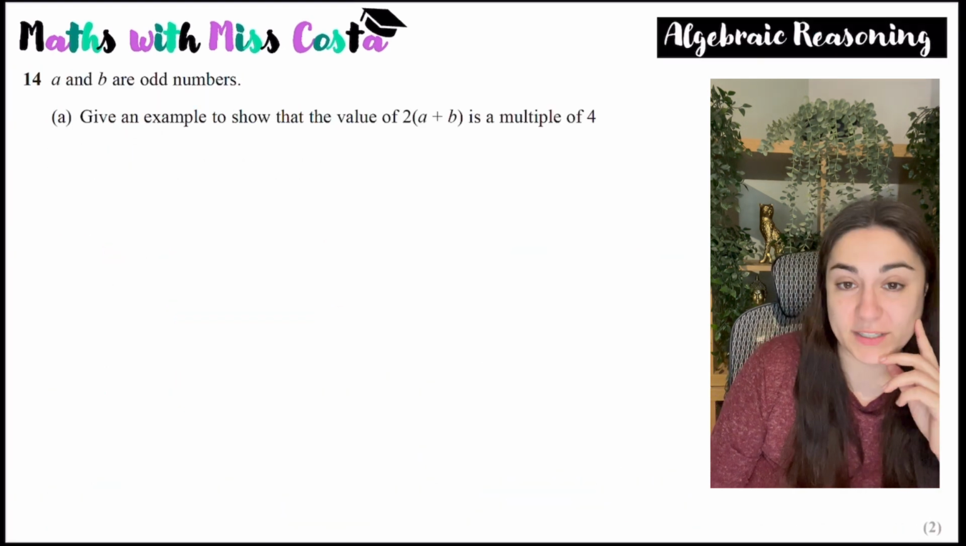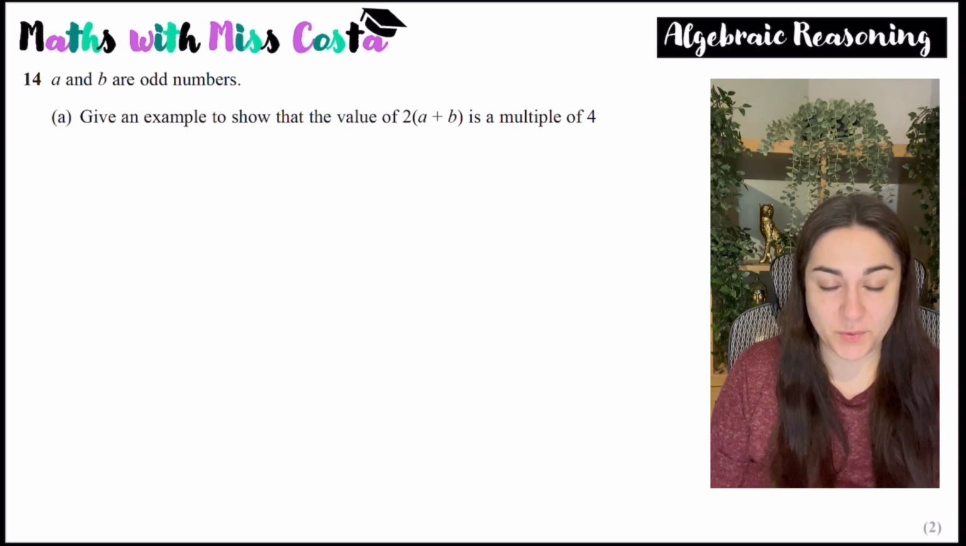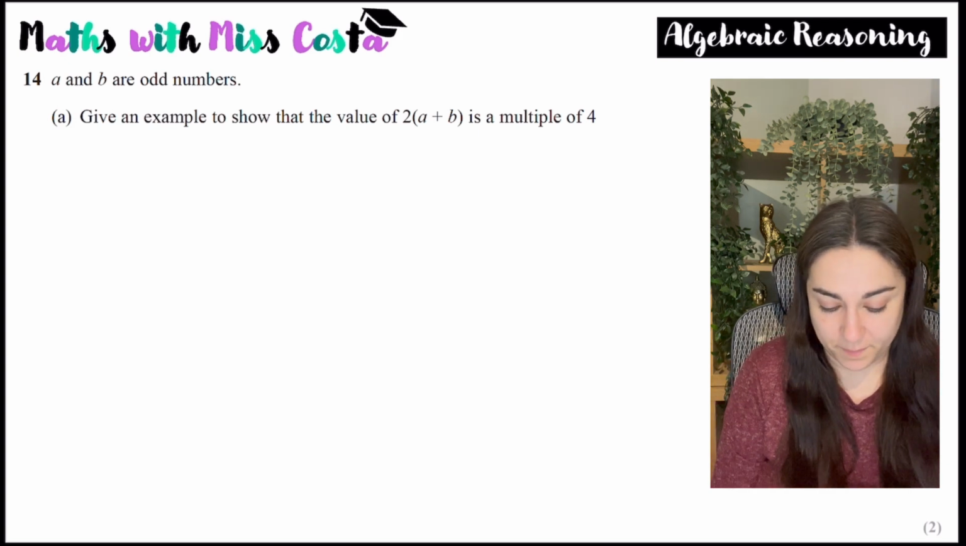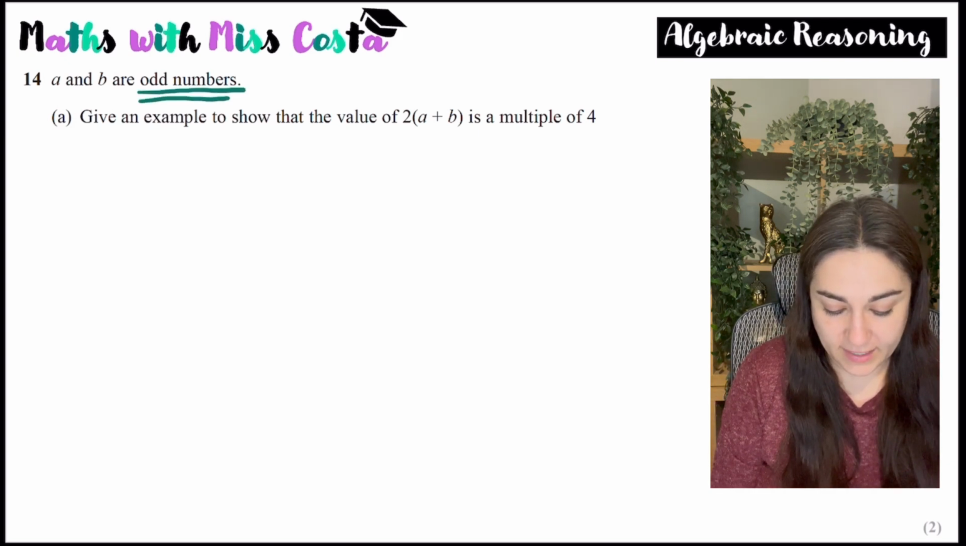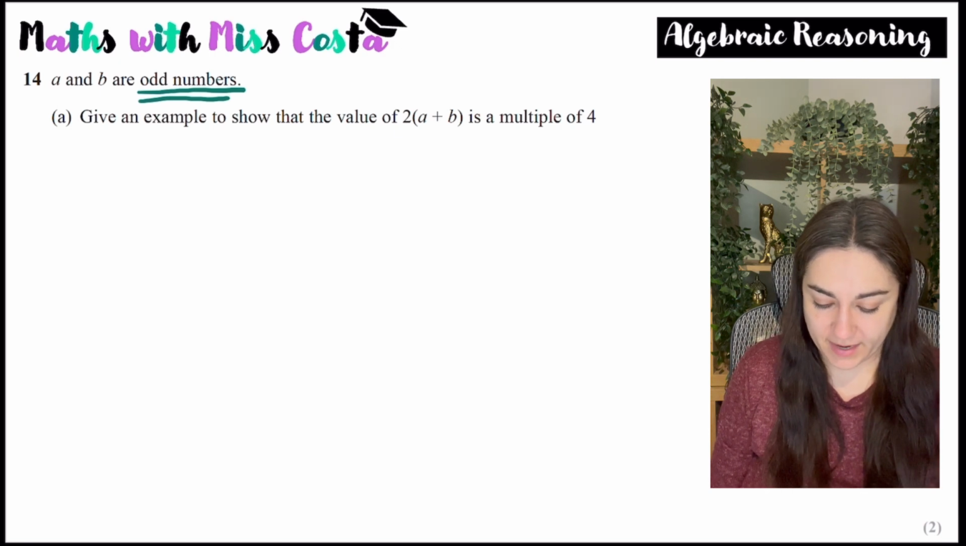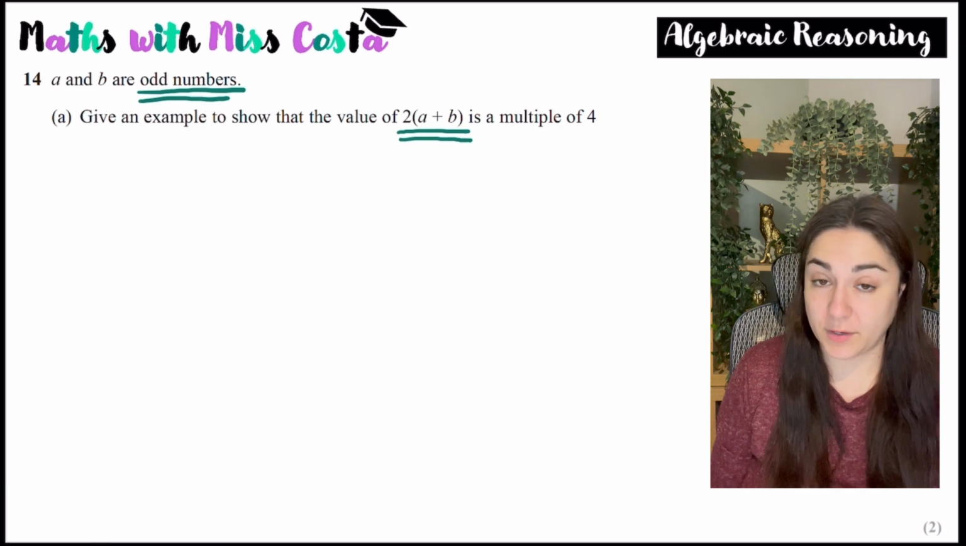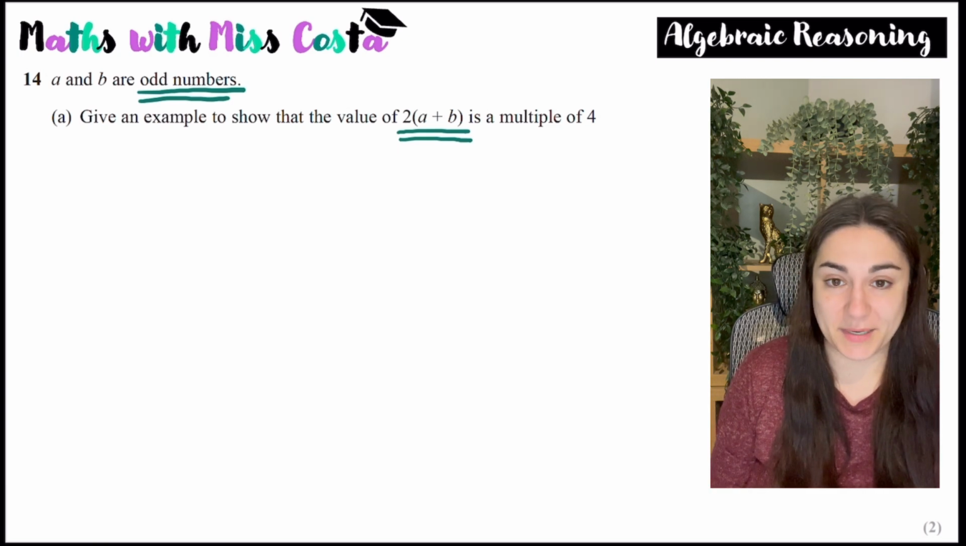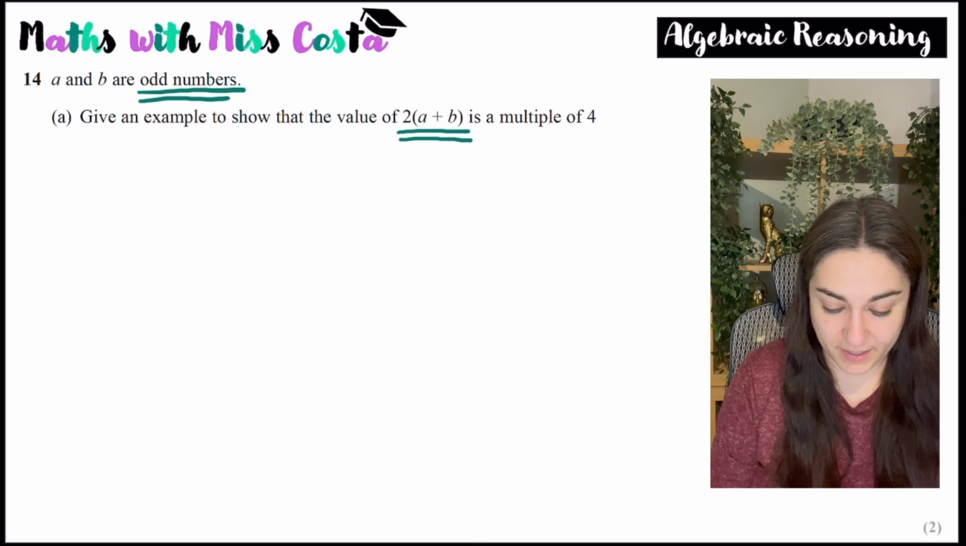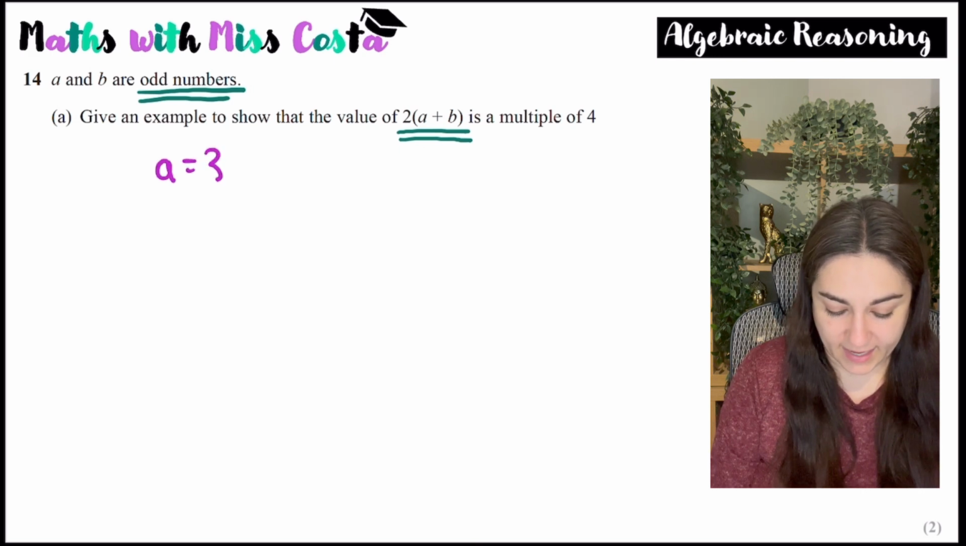Okay, here I've got some algebraic reasoning. So I'm told that A and B are odd numbers. Give an example to show that the value of 2 brackets A plus B is a multiple of 4. So I need to give an example, which means you can literally pick any odd number in the world. So let's say that A is 3 and B is 5.